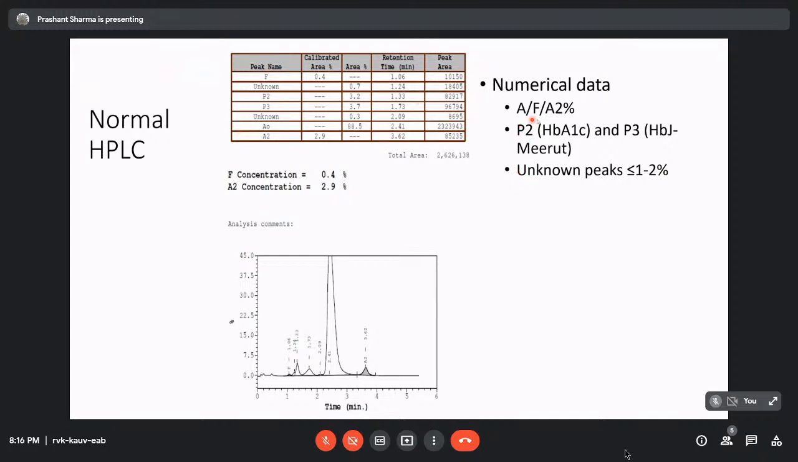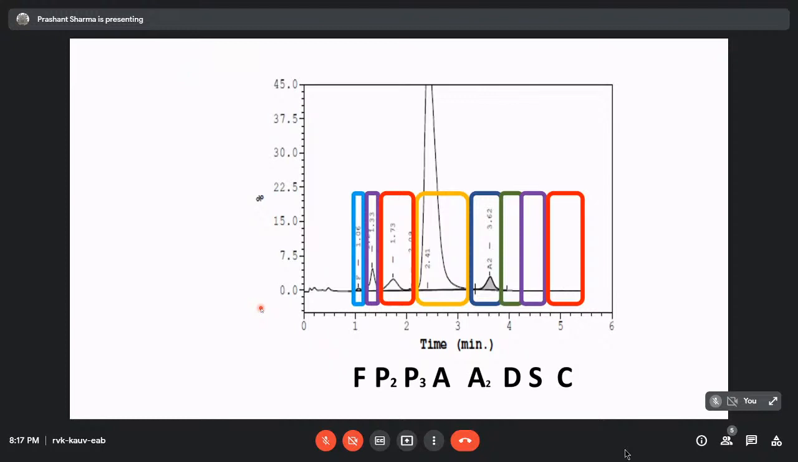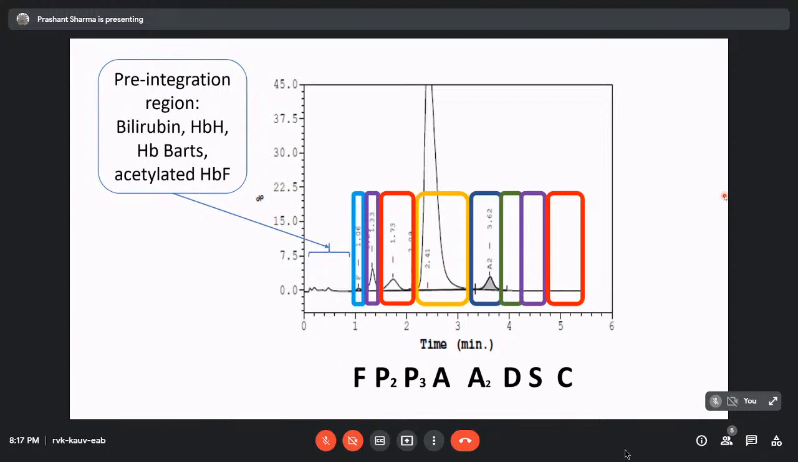The A gets labeled as A0 because it can separate out P2 and P3, which are also sub-fractions of adult hemoglobin. And then you have the chromatogram, which you also need to take a look at. Within the chromatogram, you have windows which are designated by the software, and you have various fractions coming in various windows, which I'm sure there'll be a class from someone somewhere. And you have a differential diagnosis for a region which is not covered in the windows.